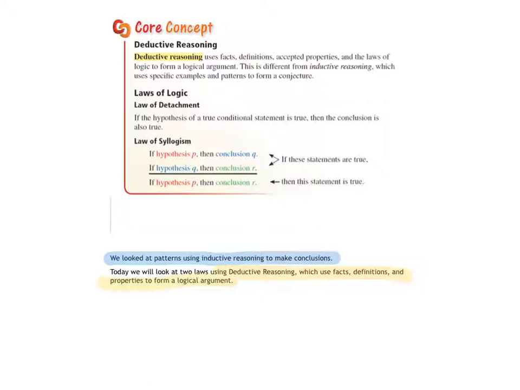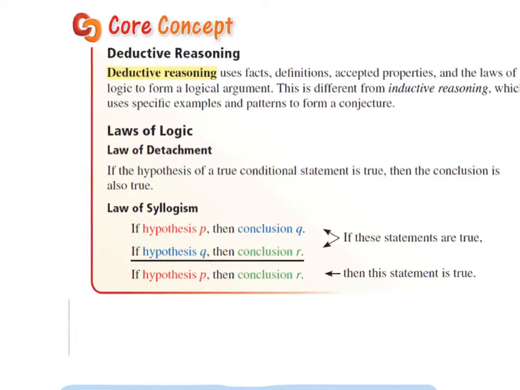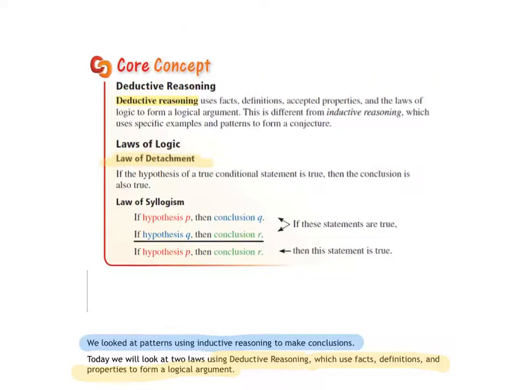And we are going to look at just two laws of logic today, okay? The first law of logic is called the law of detachment, okay? And it's really not that difficult. It's if the hypothesis is a true conditional statement, then the conclusion is also true. Okay, so we'll look at what that actually looks like in just a minute. And then the law of syllogism is the other one, where you have to actually put a couple of different conditional statements together in order to make a conclusion.